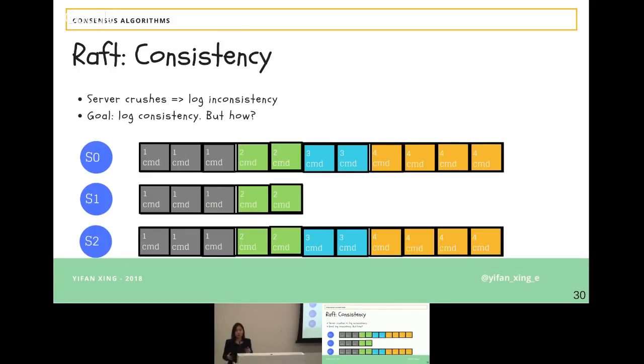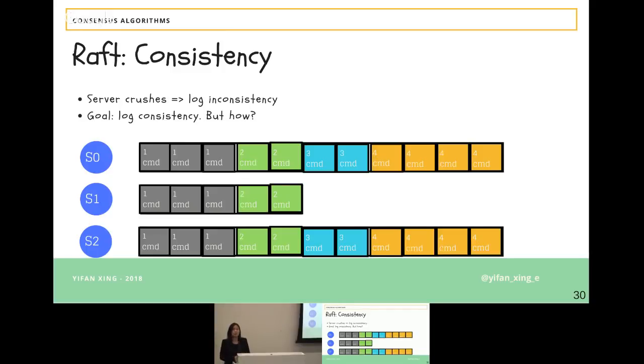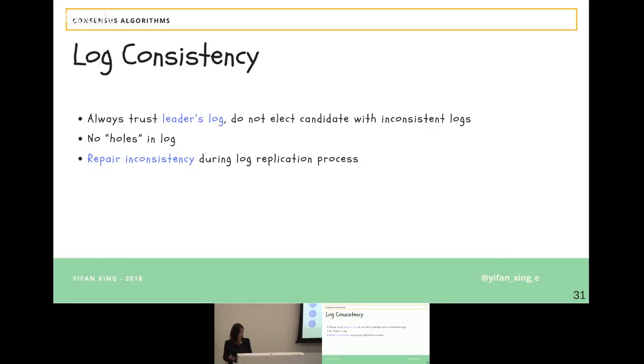So how do we ensure the log consistency? One example of an inconsistent log would be, you can see server 0 and server 2 have a longer log compared to server 1. That could happen because either there was a network partition that server 1 was outside of, not communicating or receiving anything from the other servers, or it could be that server 1 just crashed. How do we make sure the log is consistent?